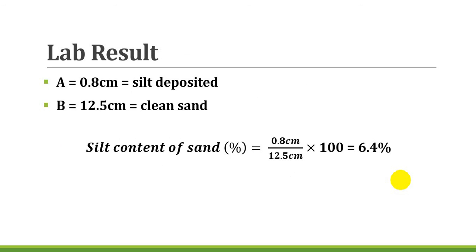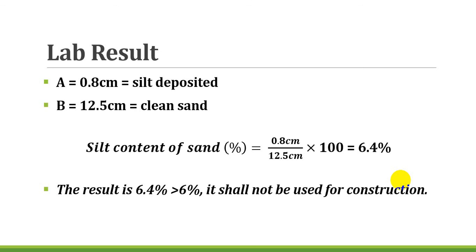So this is the calculation part. According to our lab result, A is equal to 0.8 centimeters, that means the silt deposit above the clean sand. B is 12.4 centimeters, that means the clean sand. So the calculation is A over B times 100. A is 0.8 centimeters divided by 12.5 centimeters, multiplied by 100. It is 6.4. The result is 6.4, which is greater than 6%. So it shall not be used for construction purposes.